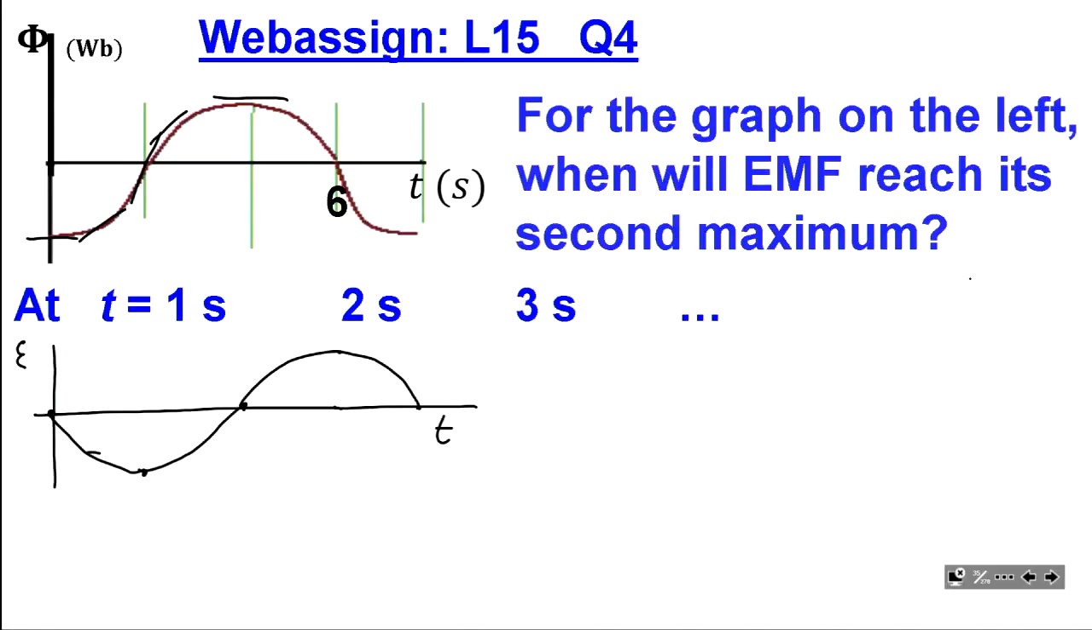That's the maximum number 1. And how do we call this? Amplitude. This is the amplitude of EMF again, the maximum value of EMF. So this is the instant when the second maximum is reached, and that is 6. Just a graphing exercise.